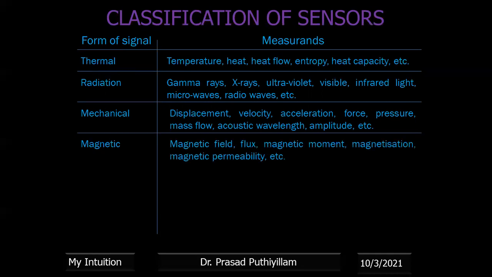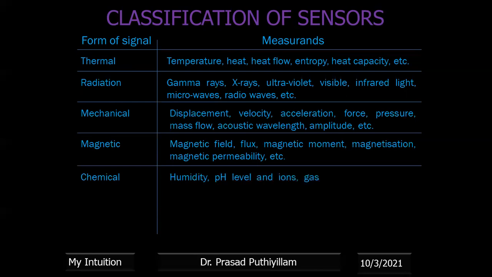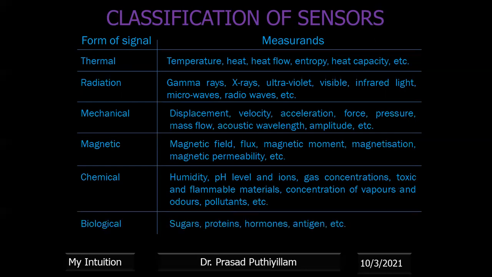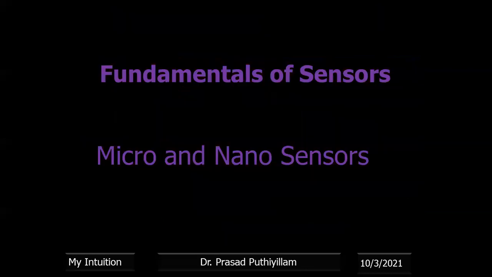Magnetic field, flux, magnetic moment, magnetization, magnetic permeability, all these are matters of study, and those can be detected by using a magnetic sensor. Then humidity, pH level and ions, gas concentration, toxic flammable materials, concentration of vapors or odor or pollutants are related to chemical properties, which can be sensed by using a chemical sensor. And biologically active materials like protein, hormones, antigens, even sugars can be detected by using a biological sensor.